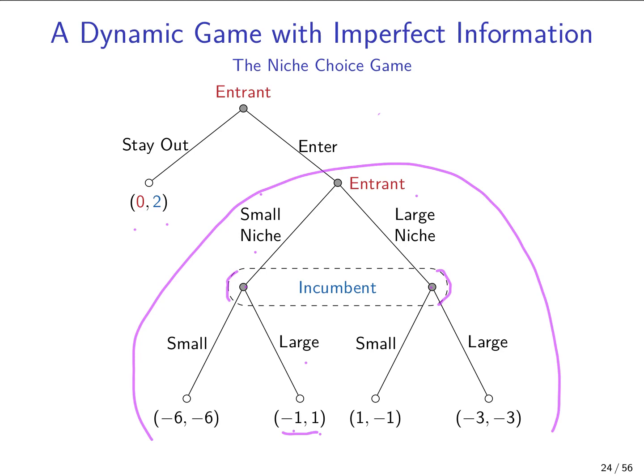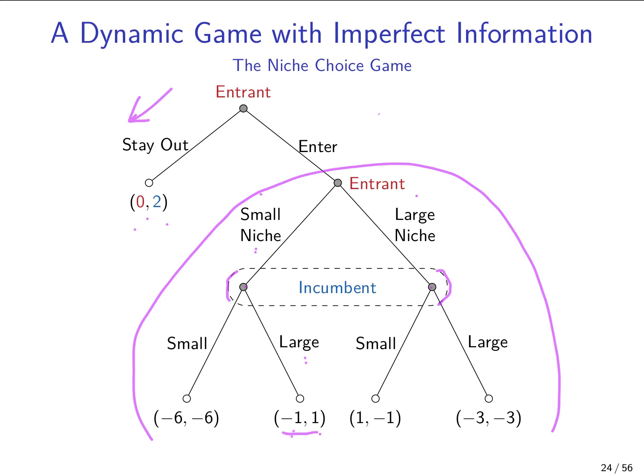What would the entrant decide? The entrant would say, well, if I stay out, I get 0 compared to -1 here. So the entrant would stay out. So this is one subgame perfect Nash equilibrium, where in this subgame the entrant would choose the small niche, and the incumbent would choose the large niche, and the entrant would stay out.